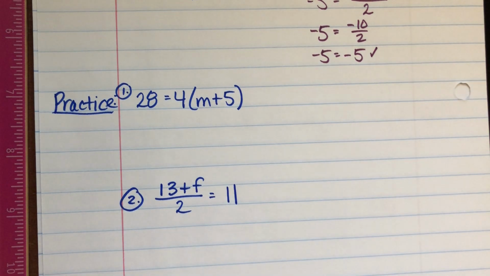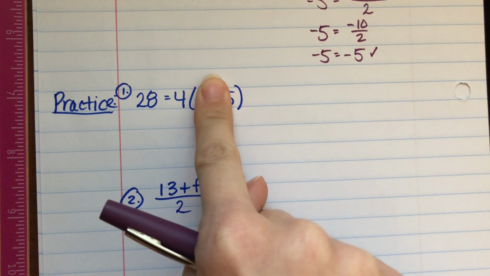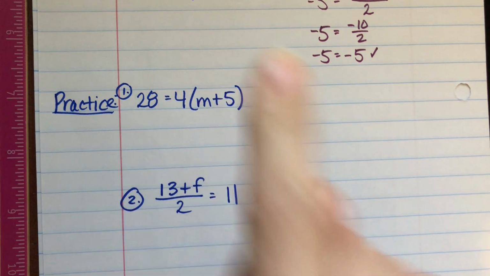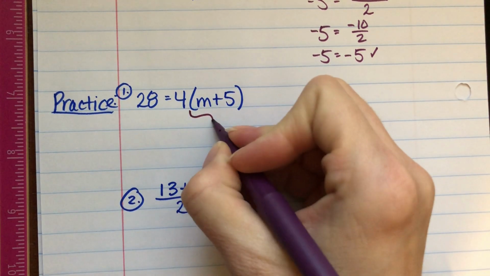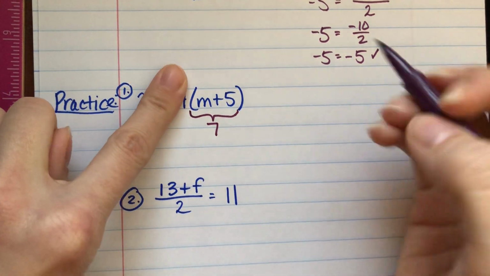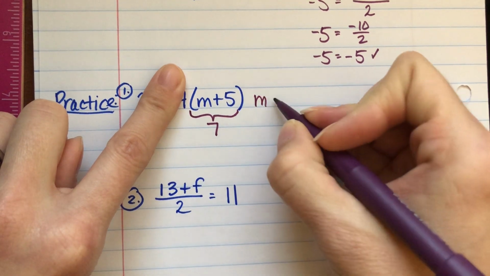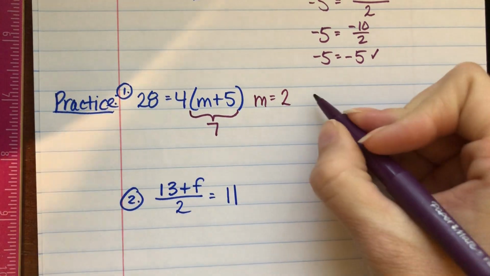All right, let's go ahead and go over these. I'm going to cover this up. What times 4 would be 28? Well, this would be 7. Now I'm going to cover this up. What would I add to 5 to get 7? Well, that would be 2. And I'm going to check it.